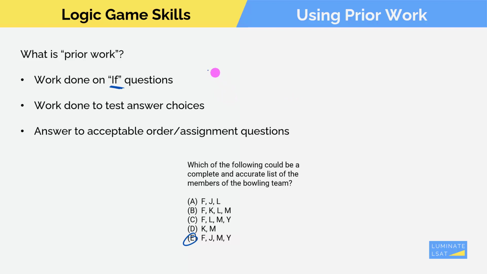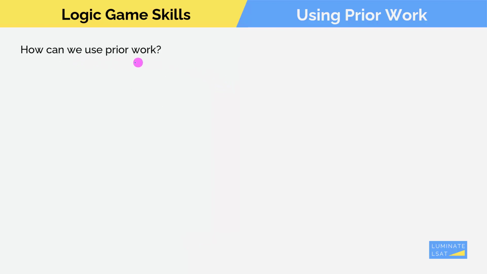But prior work isn't going to be useful unless we know exactly how to use prior work and how not to use it. So in the rest of this section, I'll discuss how we can use prior work, as well as the kinds of questions where prior work is the most useful and the kinds of questions where prior work is the least useful, and then we'll also work through an example.